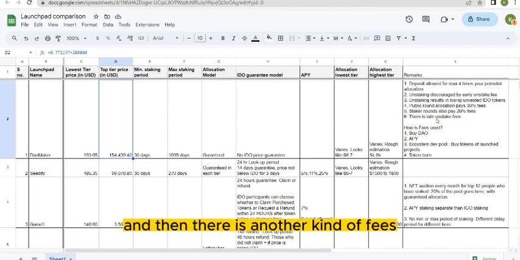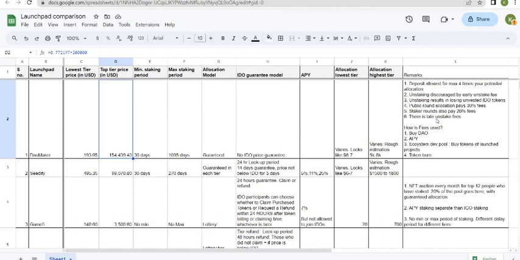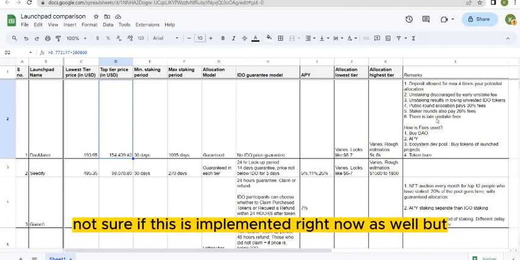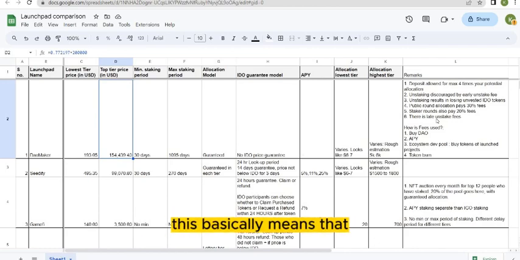And then there is another kind of fee, which is the late unstake fee. Not sure if this is implemented right now as well, but this basically means that once your staking period is over, you have to unstake your tokens and stake them back again. If you don't unstake, then there is some kind of fee.